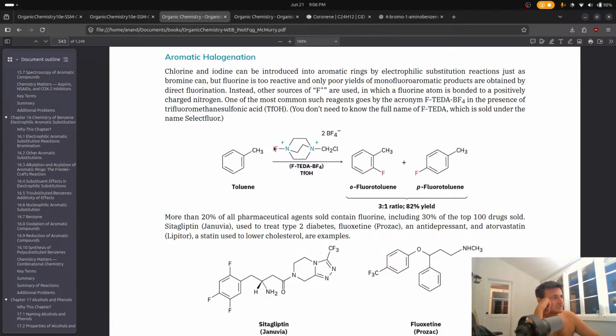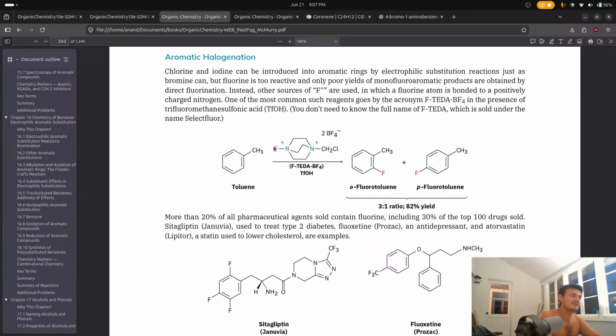More than 20% of all pharmaceutical agents sold contain fluorine. Really? Well, there you go. Including 30% of the top 100 drugs sold. Sitagliptin, Januvia, used to treat type 2 diabetes.